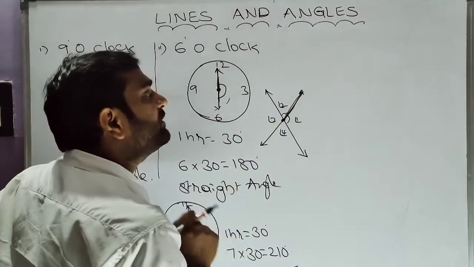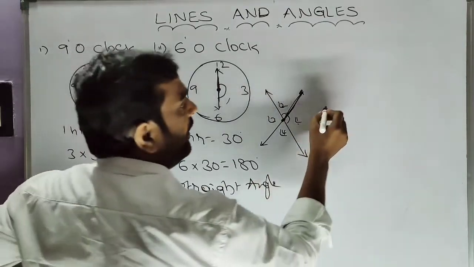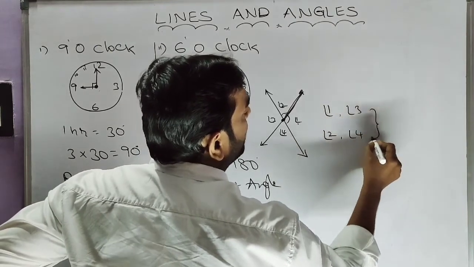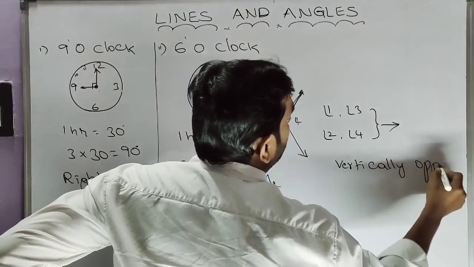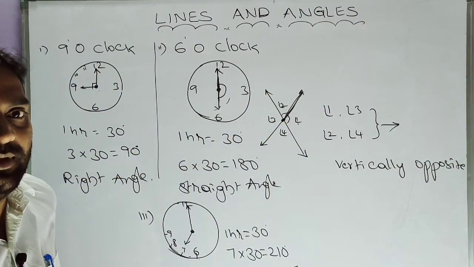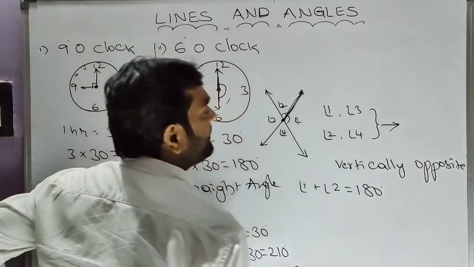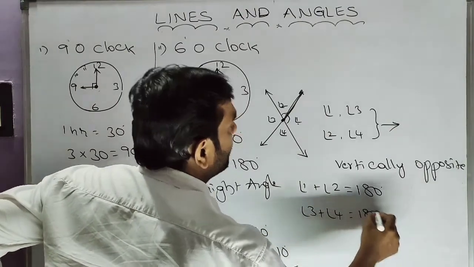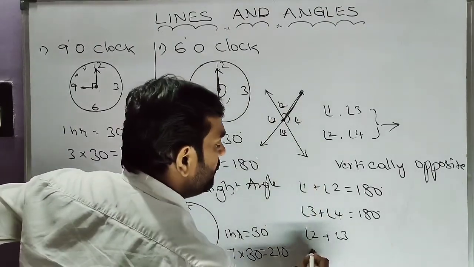Okay, that is clear. Here another thing is 1 and 3, these are opposite, 2 and 4 opposite. So angle 1, angle 3, angle 2, angle 4 are vertically opposite angles, and those are the same. Vertically opposite angles are the same. And angle 1 plus angle 2 is equal to 180 degrees. And angle 3 plus angle 4 equals 180 degrees. We can write angle 2 plus angle 3 also 180. Angle 1 plus angle 4 also 180.